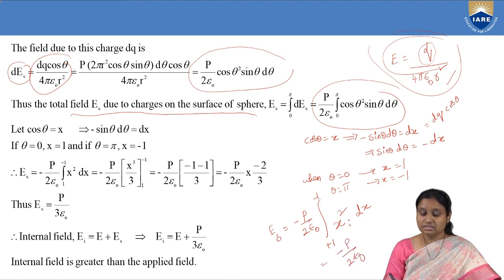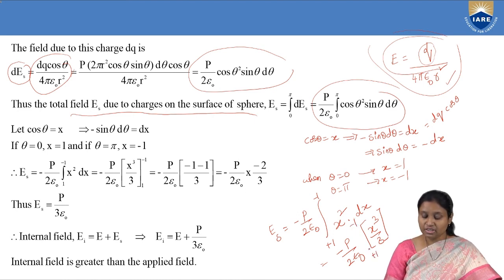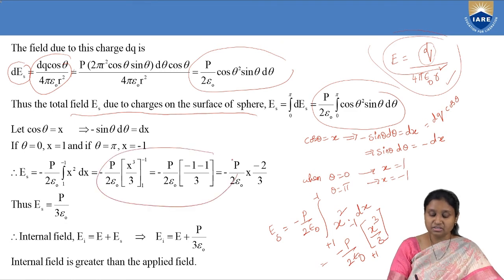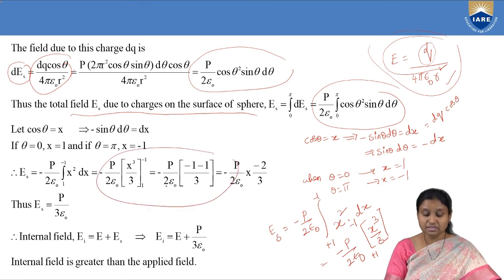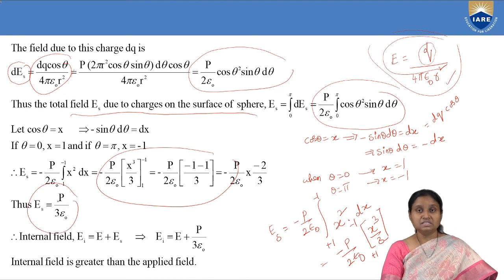We know that the integration of x square will be x cube by 3. And we need to substitute the limits of integration plus 1 and minus 1. So minus P by 2 epsilon naught, if I substitute the upper limit, which is minus 1 whole cube, it will give you minus 1. And then the lower limit is 1 cube, so 1 cube will give you plus 1. So minus 1 minus 1 becomes minus 2, and this 2 will get cancelled, and minus minus will also get cancelled. So ultimately, what we'll get for ES? ES is equal to P by 3 epsilon naught.